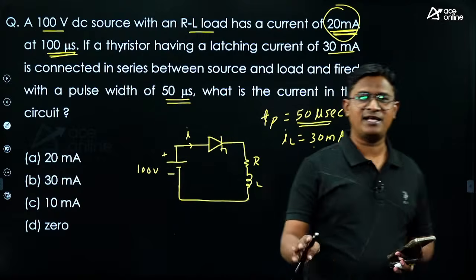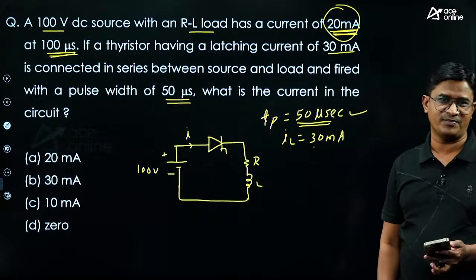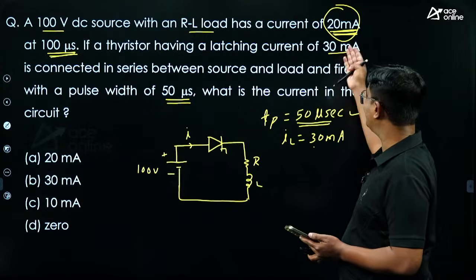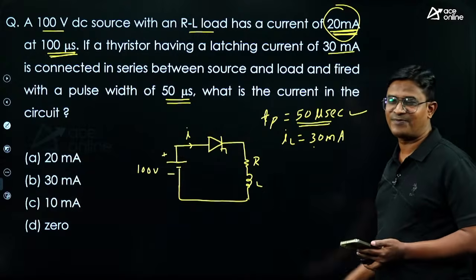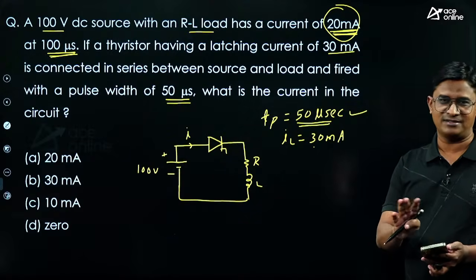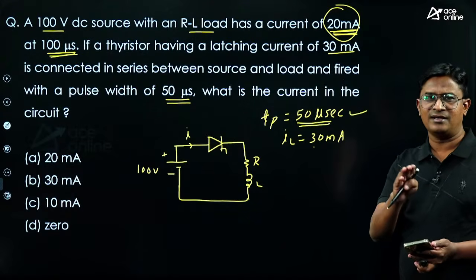Yeah, don't take that 10 milliampere. Don't say proportional. Sir, for 100 microsecond it is 20 milliampere, so for 50 microsecond it will be 10 milliampere. No, it is not actually directly linear.